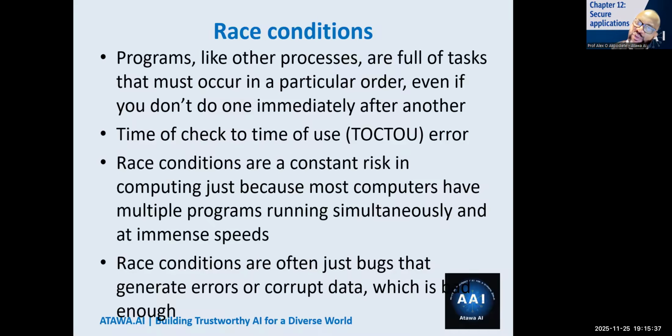it's just like the race I'm running, right? Most computers have multiple programs that they're running simultaneously at top speed. If you open your task manager, you see the apps that are running. So race conditions, most of the time, might just be bugs that generate errors or corrupt data, which is bad. But if I'm trying to run many together, I just need to be aware of the race conditions, because they can introduce vulnerabilities in the app.